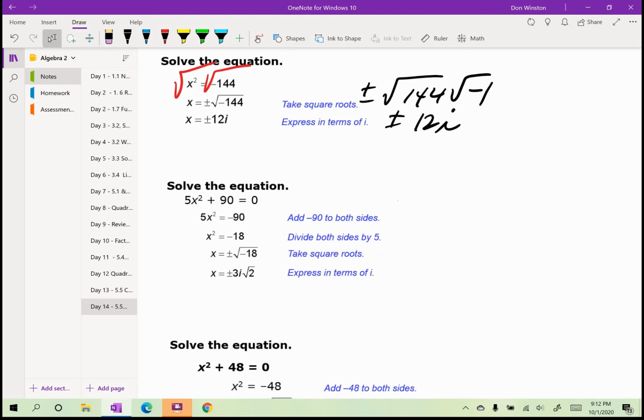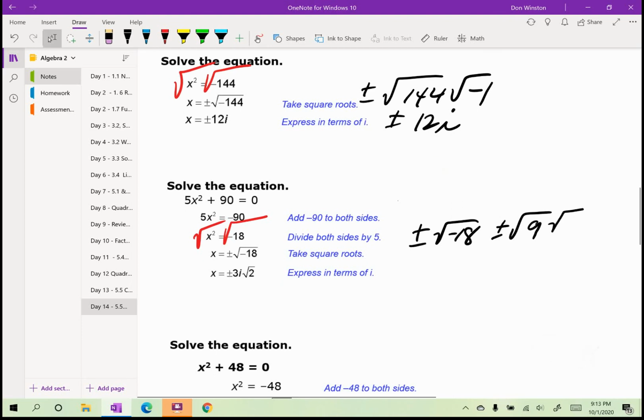Let's look at the next one. We want to solve the equation, find a 0. So we subtract 90, divide by 5, and we get x squared is equal to negative 18. Take the square root of both sides, and we get x is equal to plus or minus the square root of negative 18, which is plus or minus the square root of 9 times the square root of 2 times the square root of negative 1. The square root of 9 is 3, so plus or minus 3. And the square root of negative 1 is i, and then root 2: plus or minus 3i root 2.